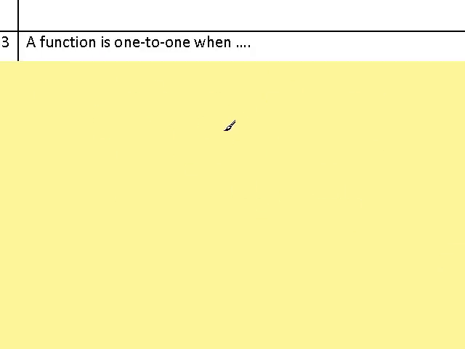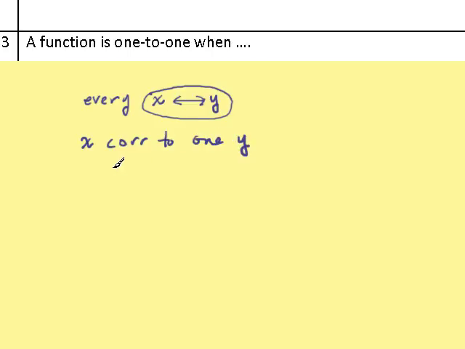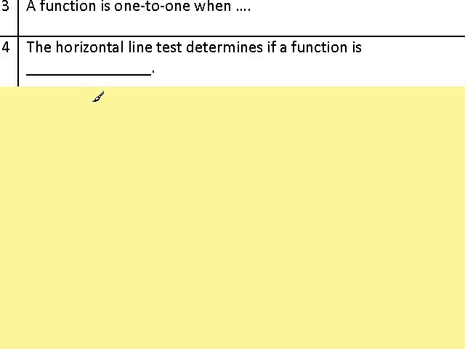In number 3, we just want to complete this sentence. A function is one-to-one when every x corresponds to one y, and every y corresponds to one x. All right, this is the basic picture that we have in mind. So let me just write it out. Every x corresponds to one y, and every y corresponds to one x. The horizontal line test determines if a function is one-to-one.